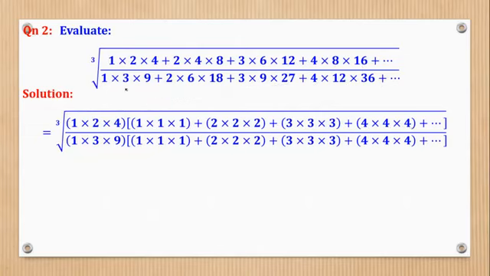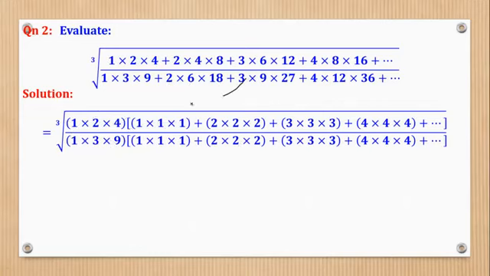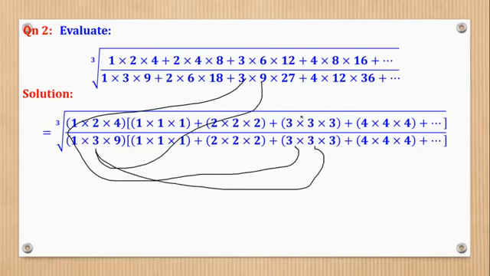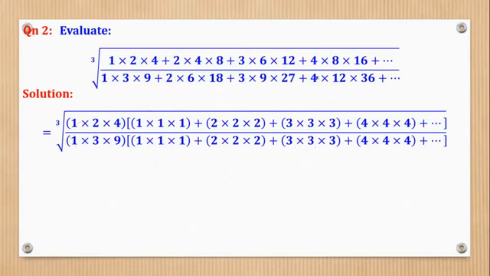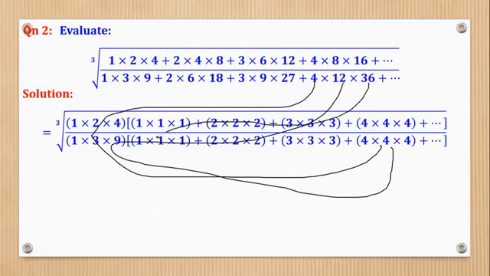Let's go to the denominator. The whole of this is here, so this is 1, 1, 1. For the next, 2 divided by 1 is 2, 6 divided by 3, 2, 18 divided by 9, 2. Then here, 3 divided by 1, 9 divided by 3, 27 divided by 9. Then here, 4 divided by 1, 12 divided by 3, 36 divided by 9.